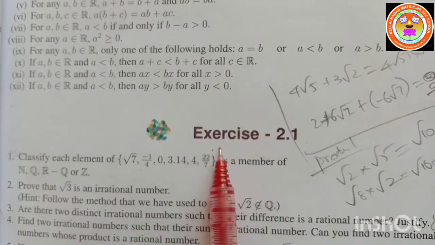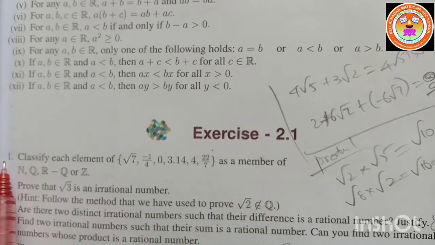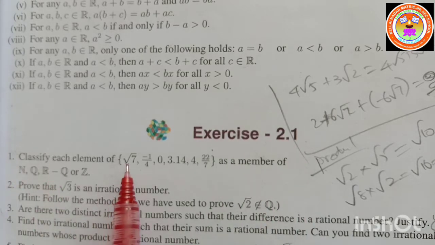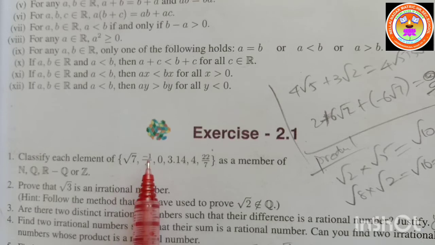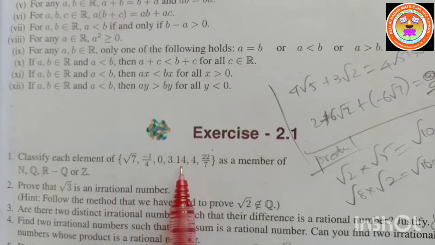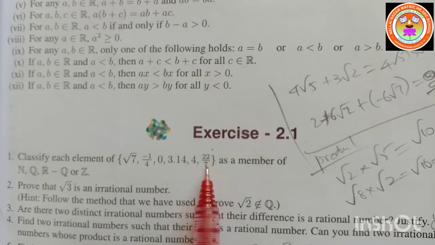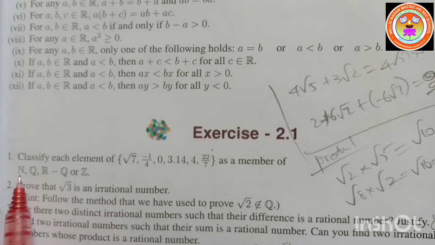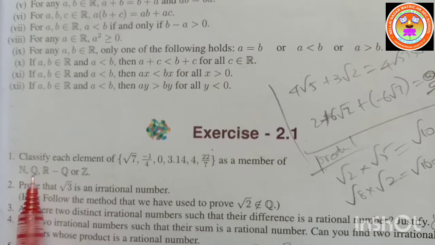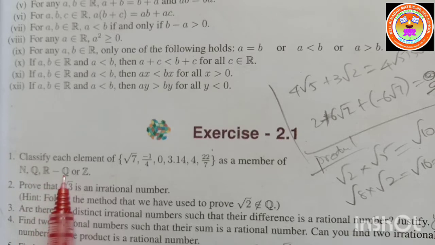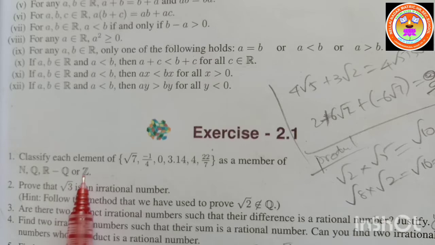I'll start with exercise 2.1. Question number 1: √7, minus 1 by 4, 0, 3.14, 4, 22 by 7. Capital N is the natural numbers. Q is the rational numbers. R minus Q is the irrational numbers. Z is the integers.